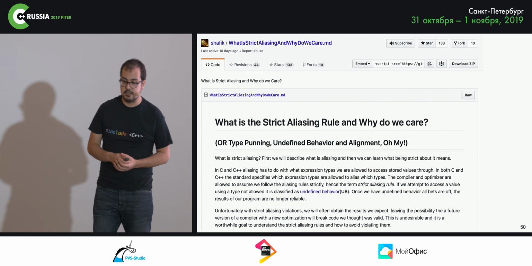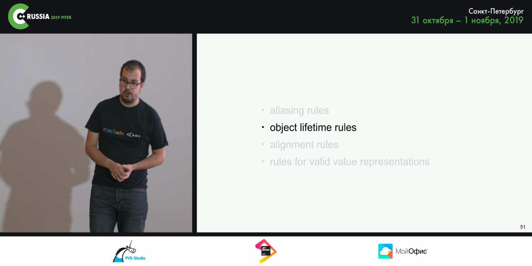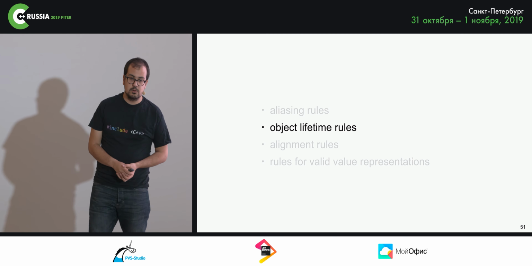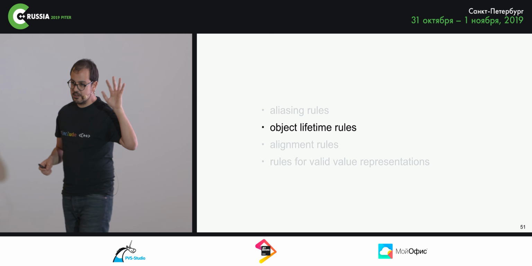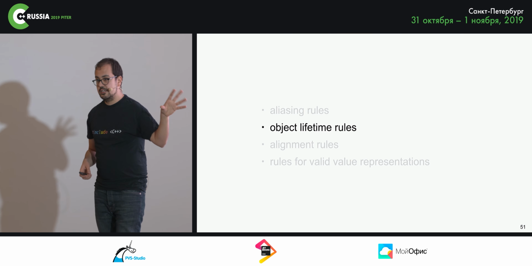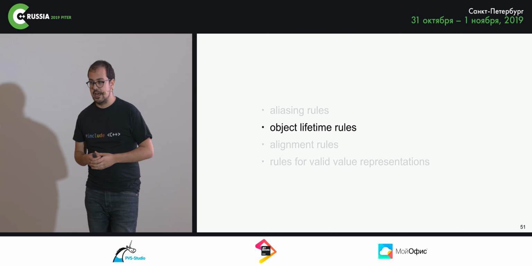Right, so this is aliasing. Let's look at the next one, object lifetime. Now this is more interesting. So the aliasing rules exist in C as well. This is like C and C++ stuff. Now we go to C++ land.